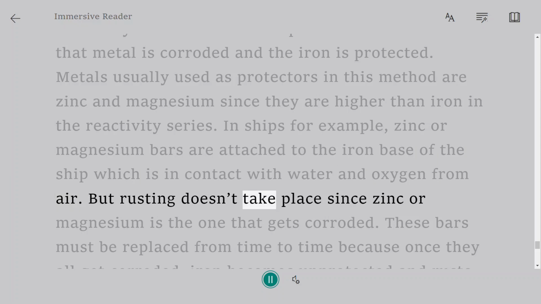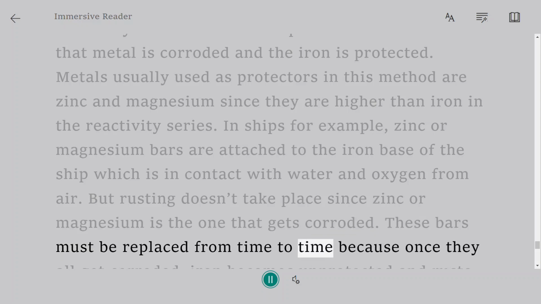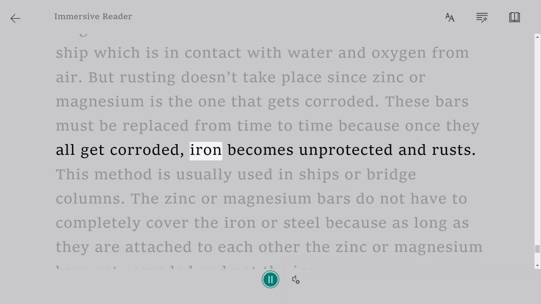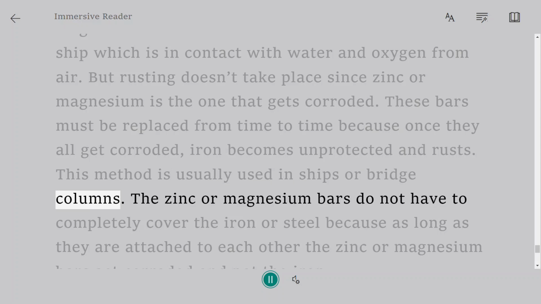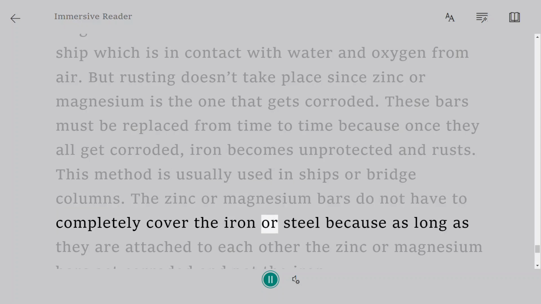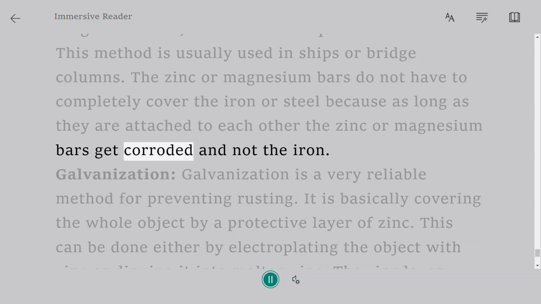But rusting doesn't take place since zinc or magnesium is the one that gets corroded. These bars must be replaced from time to time because once they all get corroded, iron becomes unprotected and rusts. This method is usually used in ships or bridge columns. The zinc or magnesium bars do not have to completely cover the iron or steel, because as long as they are attached to each other, the zinc or magnesium bars get corroded and not the iron.